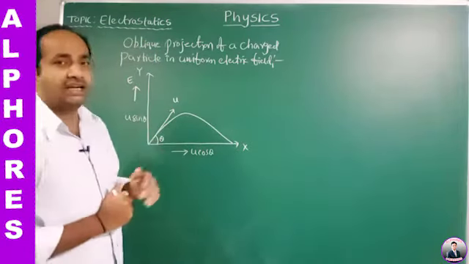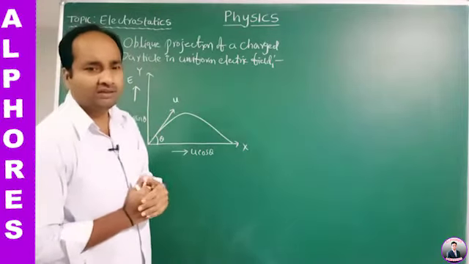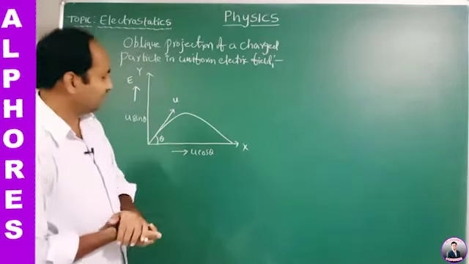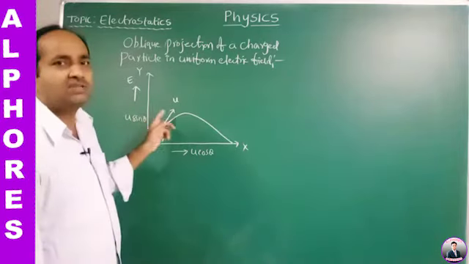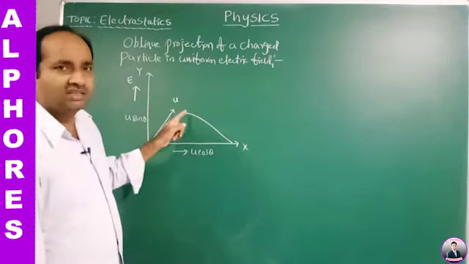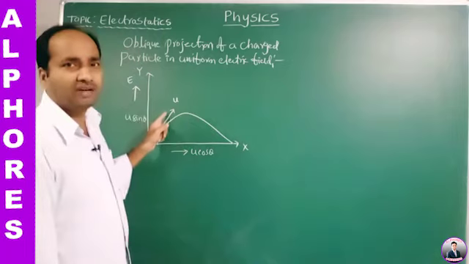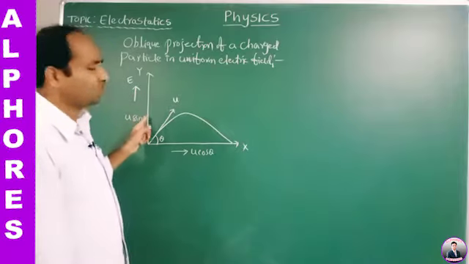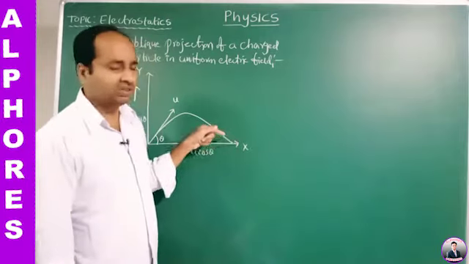Now we are projecting a negatively charged particle in the xy plane with an initial velocity u. It makes an angle theta with the horizontal. The horizontal component is u cos theta and the vertical component of velocity is u sin theta here. When the negatively charged particle is projected in this condition, the direction of the force acting on it is opposite to the electric field. It is a negative charge, so the force is opposite to the electric field. So the charged particle comes downwards, towards the x-axis.